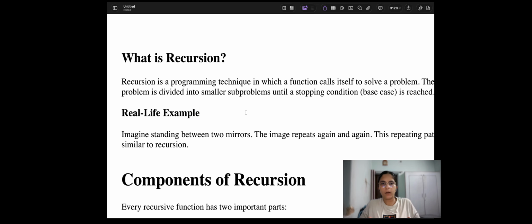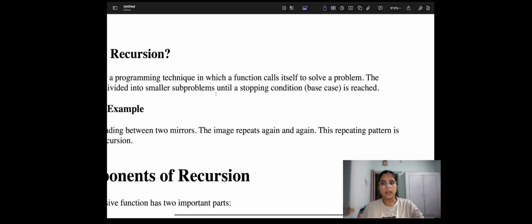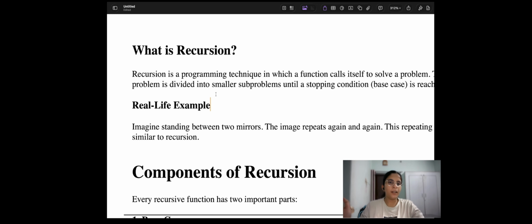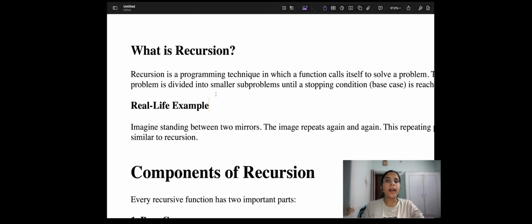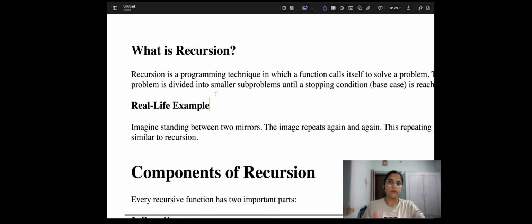If I talk about it in the coding world or programming language, this is known as recursion. That means you are standing between two mirrors. This repeating pattern is similar to recursion. You can't say that standing between two mirrors is recursion, but it is actually similar to recursion.